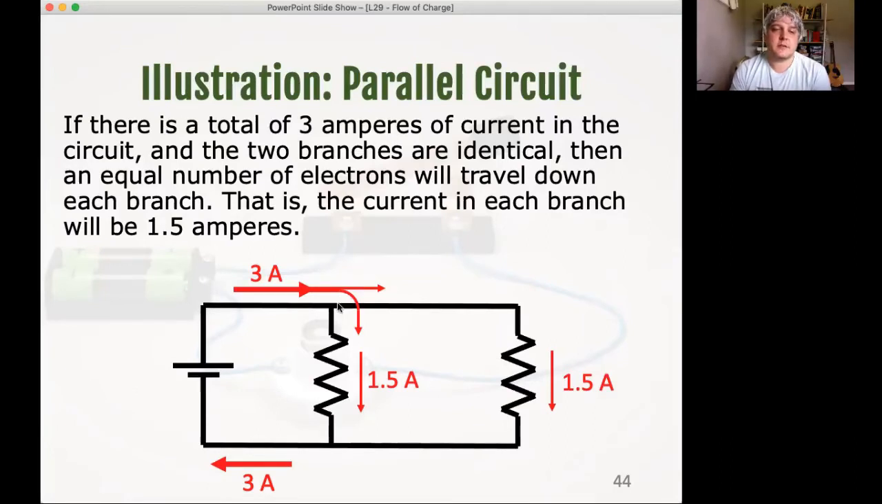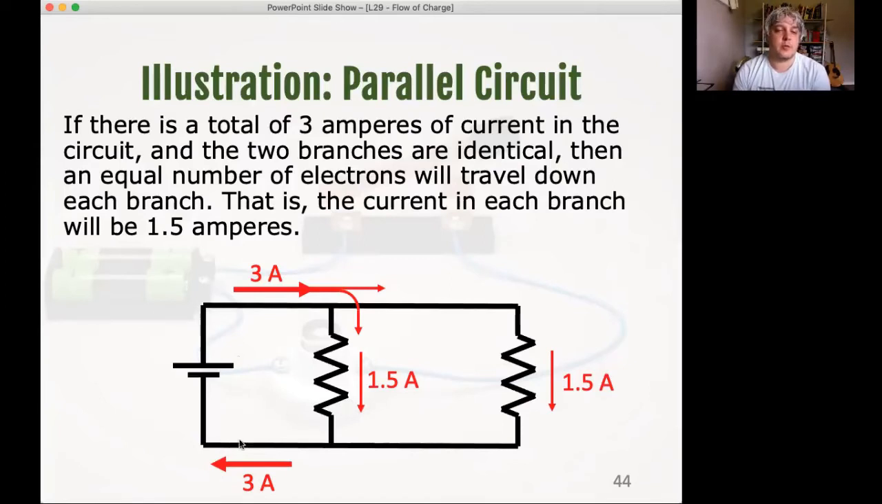And where it branches, you'll then get 1.5 amps going down one branch and 1.5 amps going down the other branch. The 2 branches in this case are identical, so we get the same current in each one. The 2 1.5 amp currents will then join back together and form a 3 amp current going back into the negative terminal. In reality, of course, it's the electrons going the other way, but it's still the same.